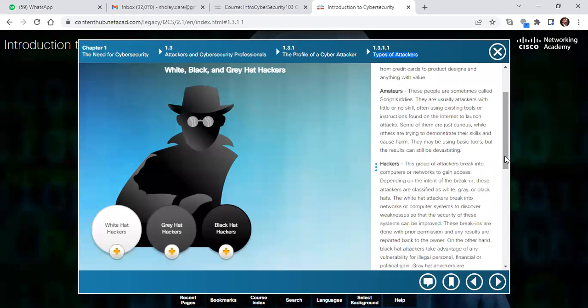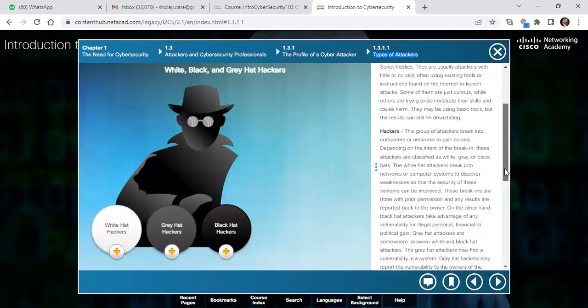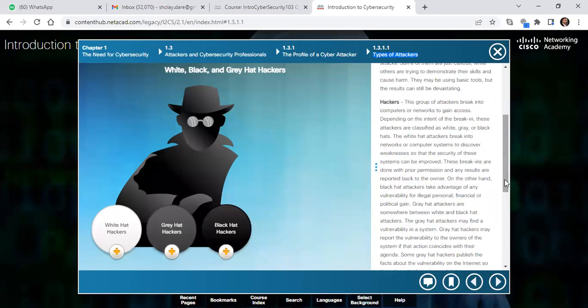The amateurs are sometimes called script kiddies. They are usually attackers with little or no skill. That's people who go online that just learn little things and want to try, often using existing tools or instructions found on the internet to launch attacks. Some of them are just curious, while others are trying to demonstrate their skills and cause harm. They may be using basic tools, okay? But the tools can still be devastating, meaning whatever tool they are using can still find a way to disrupt your work.